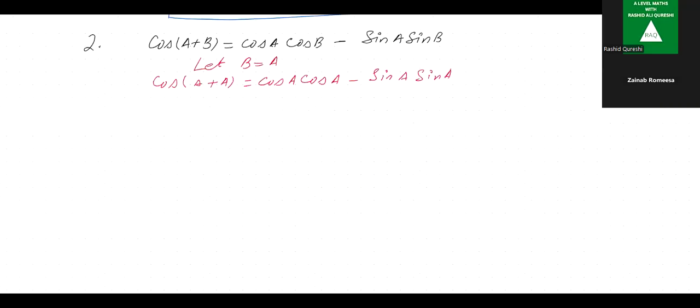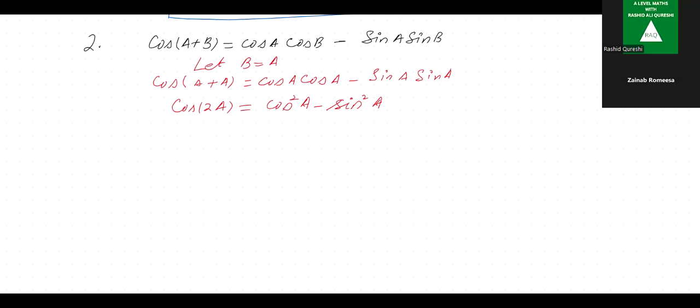So the second one is cos of 2A, that is equal to cos square of A minus sine square of A. That is the second identity for double angle in the case of cosine. We can derive other two identities from here.